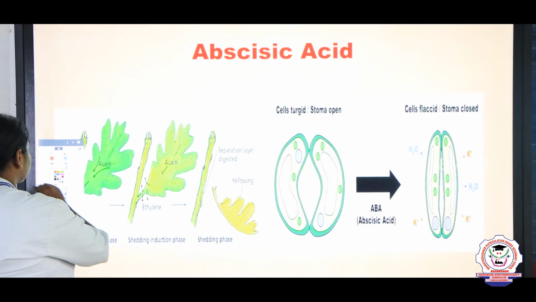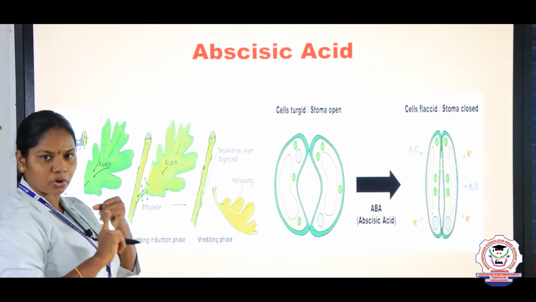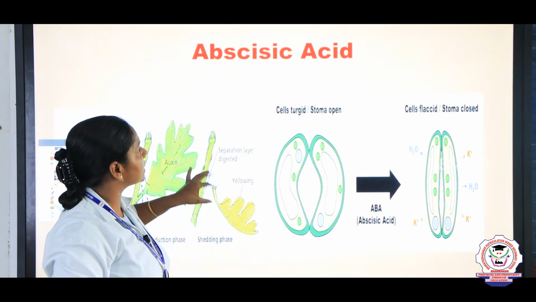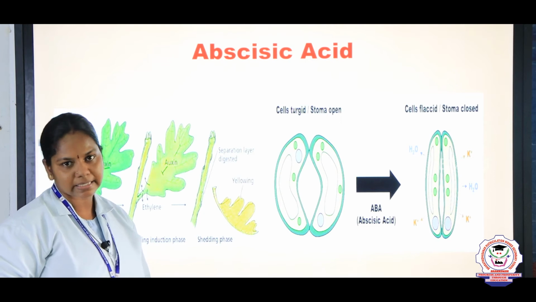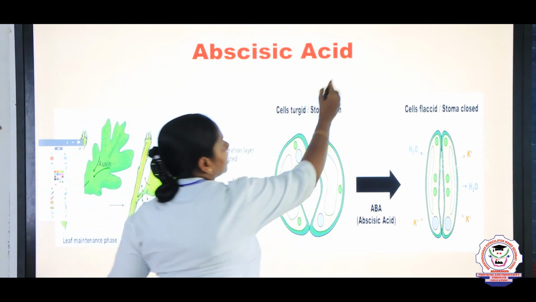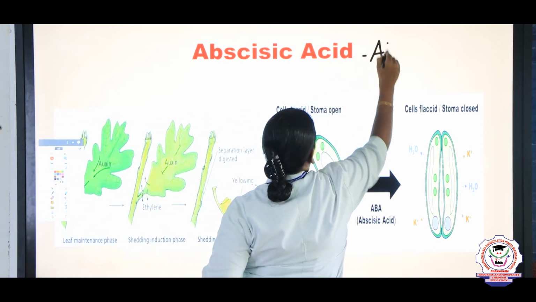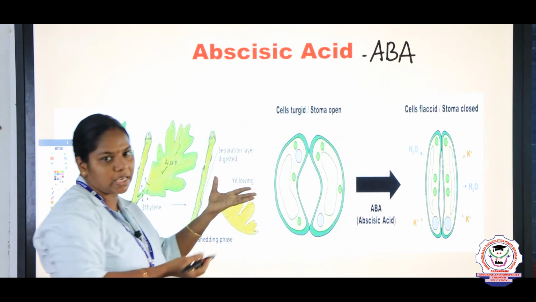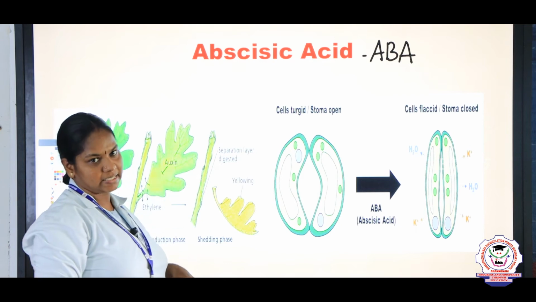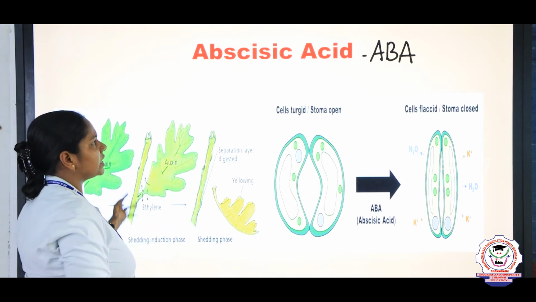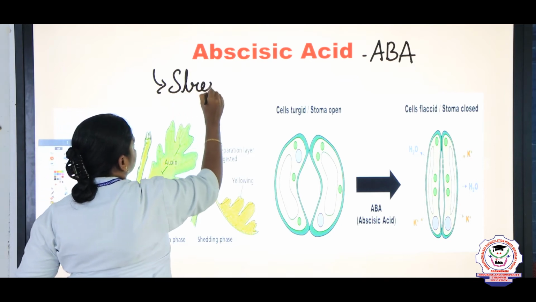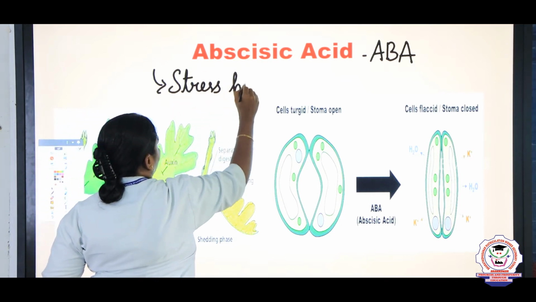So these are all the important functions of gibberellins. And now we are going to see another hormone. First we discussed auxin, cytokinin, next the gibberellins, and now we are going to see abscisic acid. Abscisic acid can be written in short as ABA. They may ask, write the physiological effects of ABA. It refers to abscisic acid. And this abscisic acid is generally called the stress hormone.